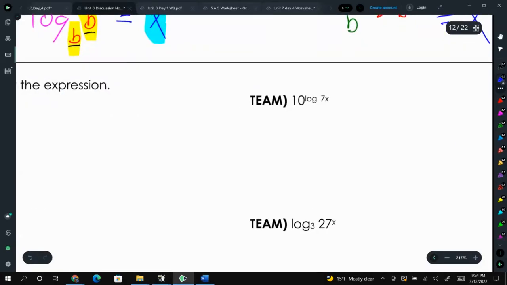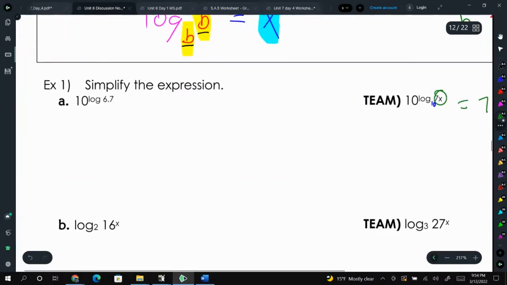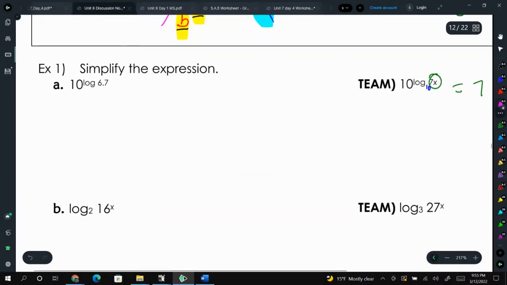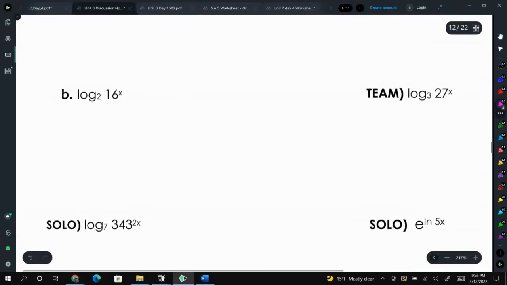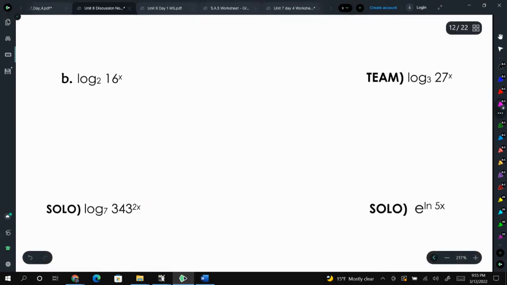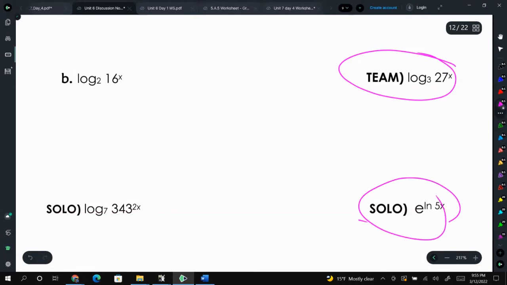So we know that when there's no number written for the base, it's an invisible base 10. So we have 10 raised to the log base 10 power of 7x. So this would just equal 7x. Same thing over here, invisible 10. So 10 raised to the log base 10 power of 6.7 would just be 6.7. Now here's where it gets a little bit more difficult. We'll do these two over here and then move on.